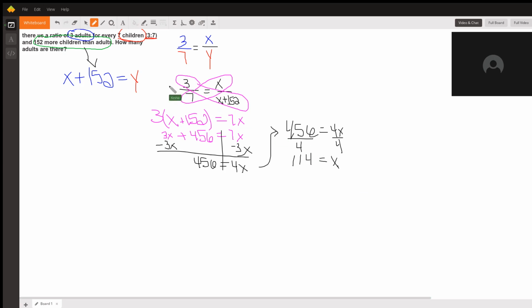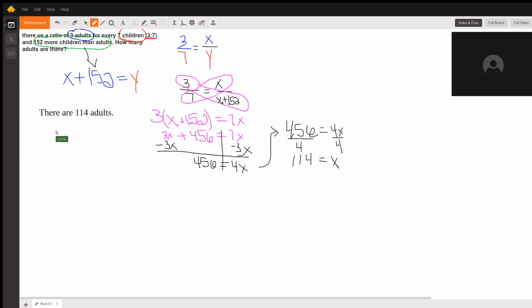Now you have to go back and make it make sense in the problem. You said that your X was your number of adults. So then your answer is there are 114 adults.